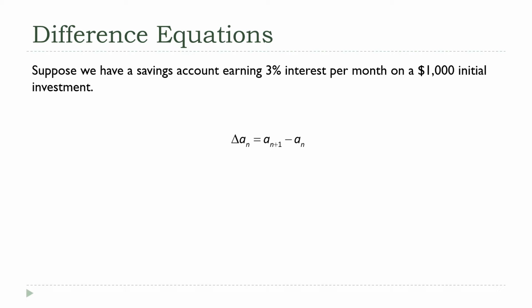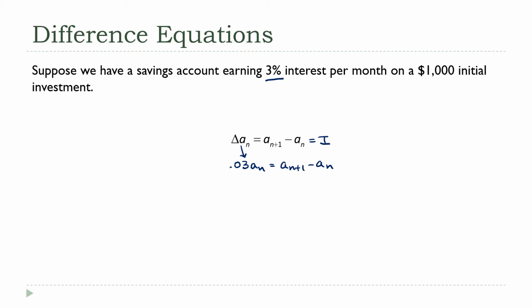So with this investment, the nth difference is the difference between two successive values of the account, which is equal to the interest earned during that period. And the interest earned, we know what this is. This is equal to 3% of the current value of the account. That is, it's 0.03 times a sub n. That is the change in the account, and that equals the difference of two successive values.